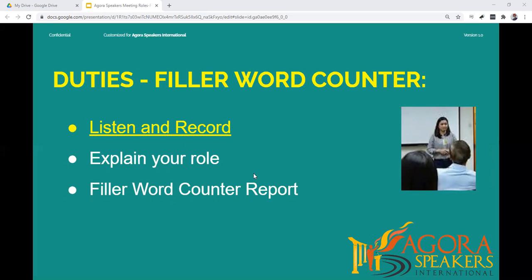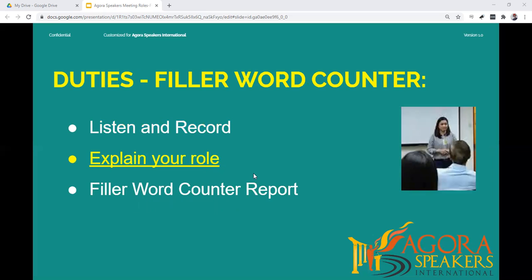Your role as filler word counter is to listen carefully to all speakers during the meeting and record all instances in which a filler word is used, as well as what kind of filler word it was and who used it.